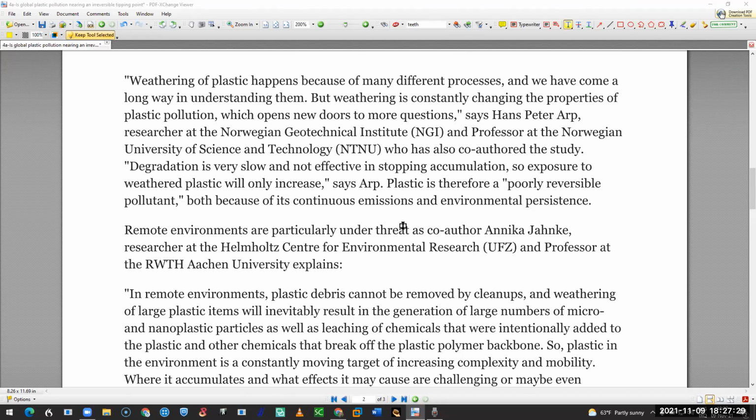And what does the paragraph say about this weathering process? Is it something easily understandable? No, it is not. It told us that this is a long way in understanding them because we don't know how to do weathering of plastic and how to reduce it. Because of that, there are lots of questions to ask.